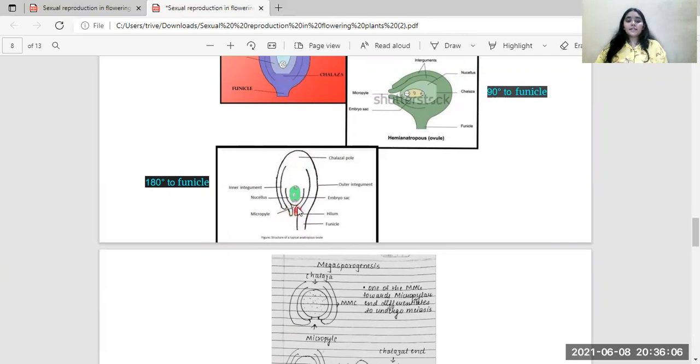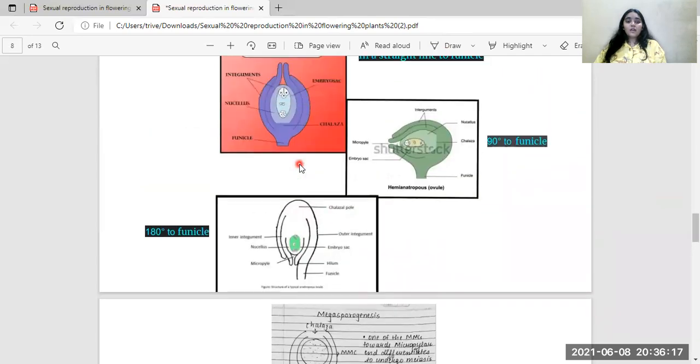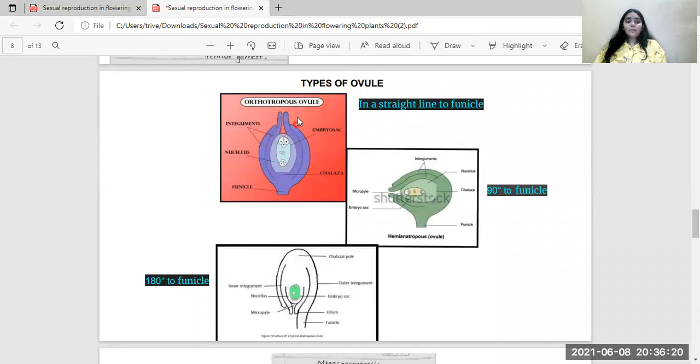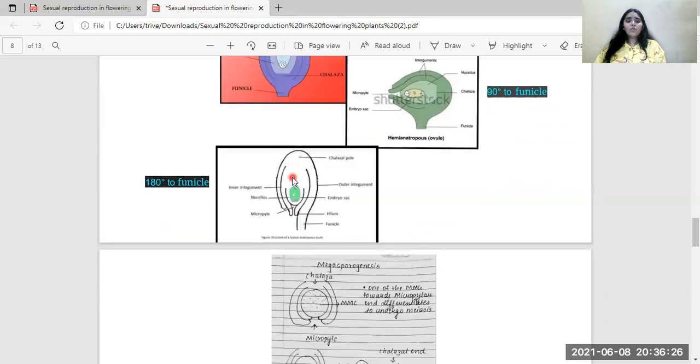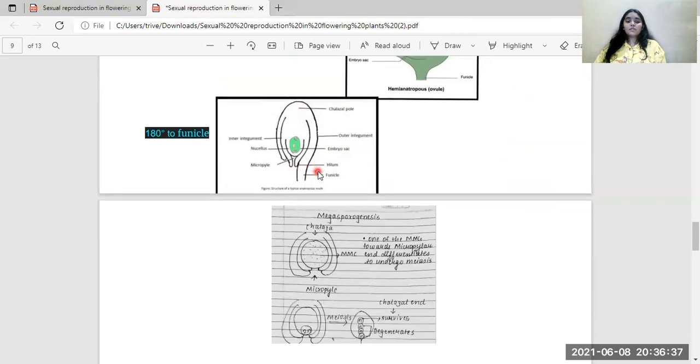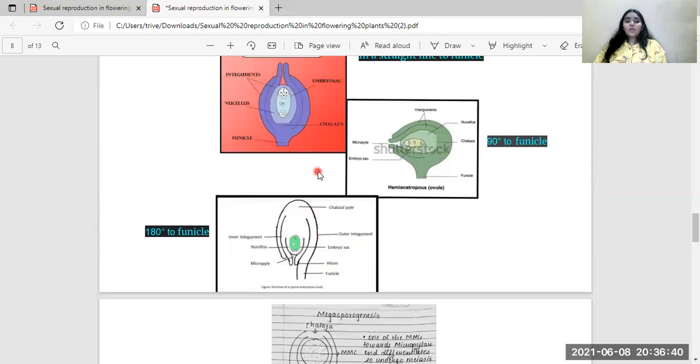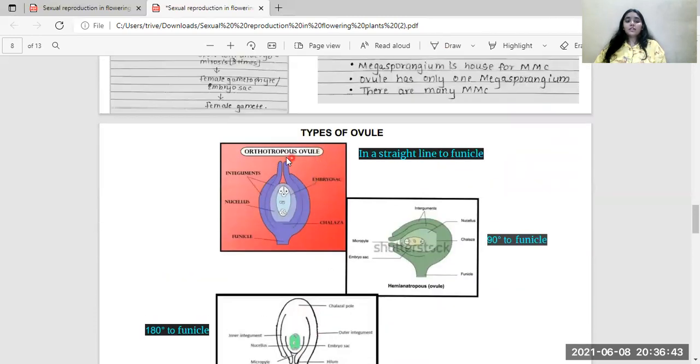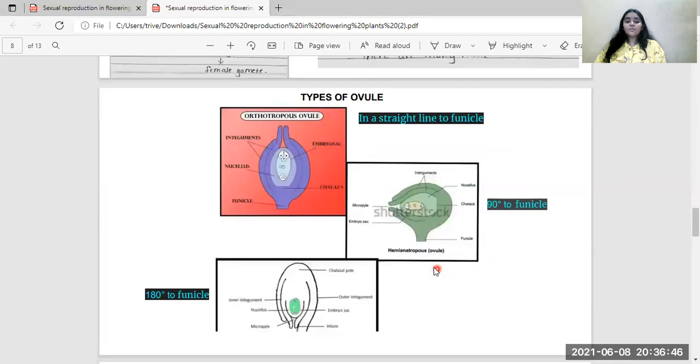The micropylar end is in here, and the chalazal pole is over here, whereas in the orthotropous we saw that the upper part was the micropylar and the lower part was the chalazal, but it has been turned around by 180 degrees. So now the micropyle is the lower part and the chalazal is the upper part. It is known as anatropous. So we saw that there are three types of ovules: orthotropous, hemitropous, and anatropous.